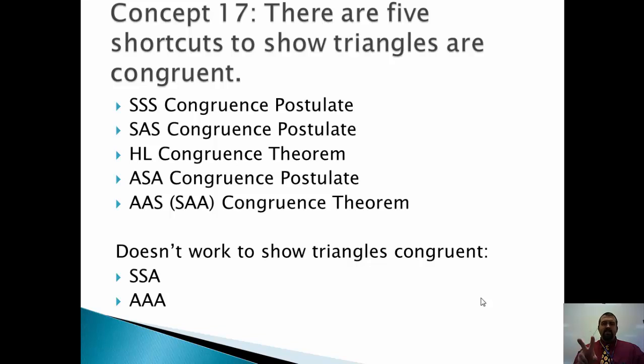If I have 2 angles and a side and they match up correspondingly to the other triangle, automatically congruent, either angle, side, angle, or angle, angle, side. The 2 that don't work are this one, side, side, angle, and angle, angle, angle.